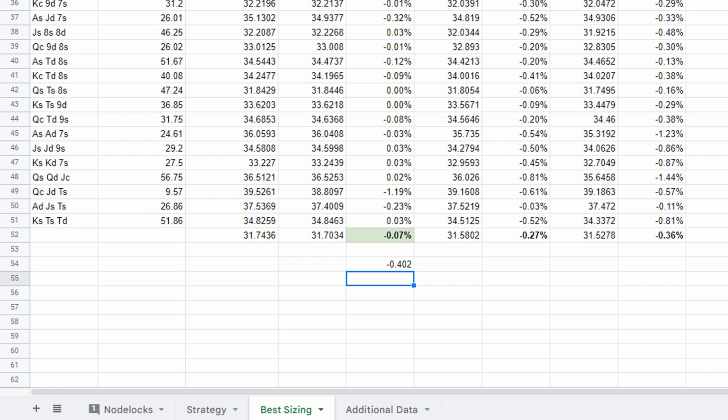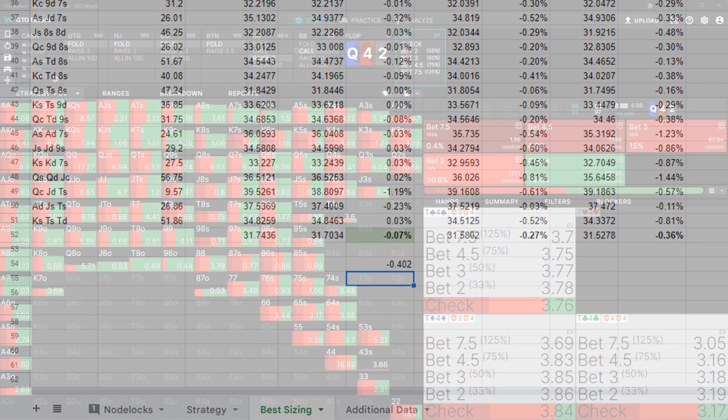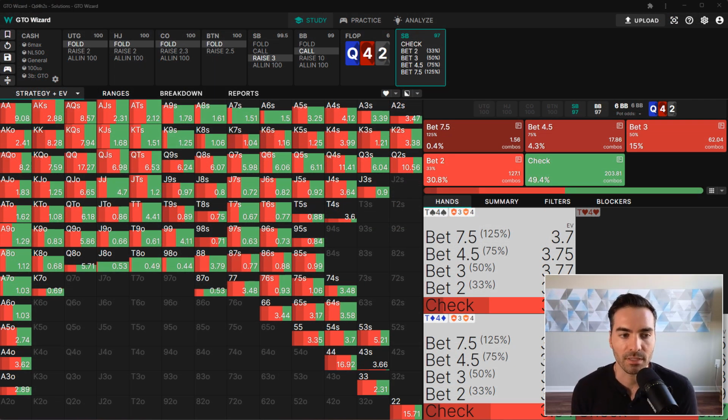So you can see how these sizes really multiply the amount of branches on the game tree, and the complexity of our strategy really explodes on future streets when we start adding multiple sizes to our strategy on the flop or the turn. So whenever possible, you want to try to simplify to a single size, if not two sizes at most.